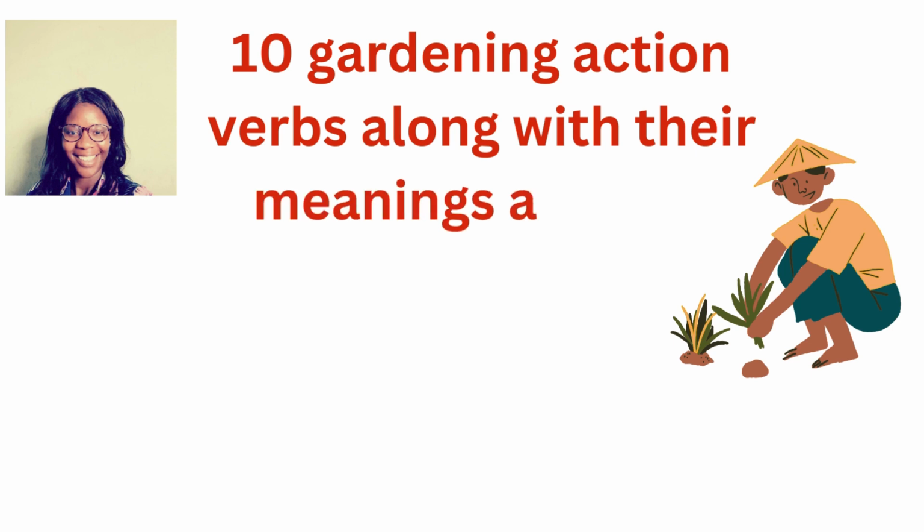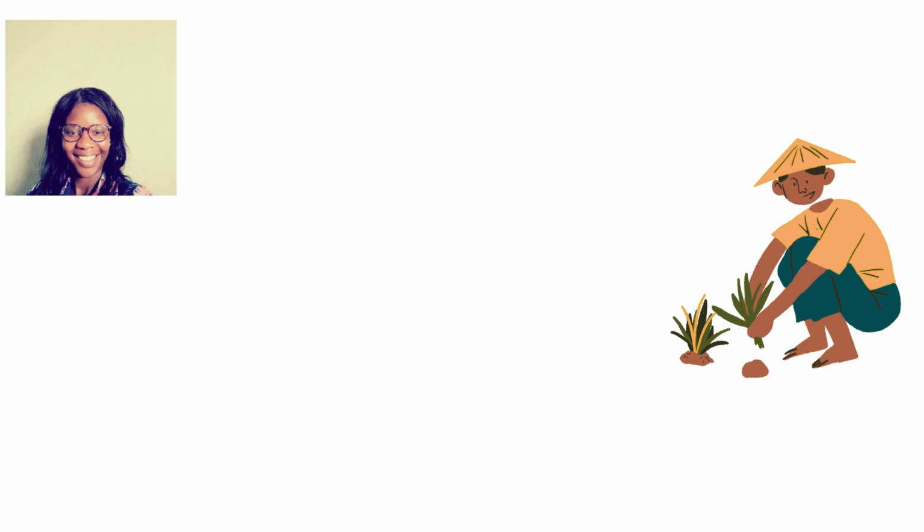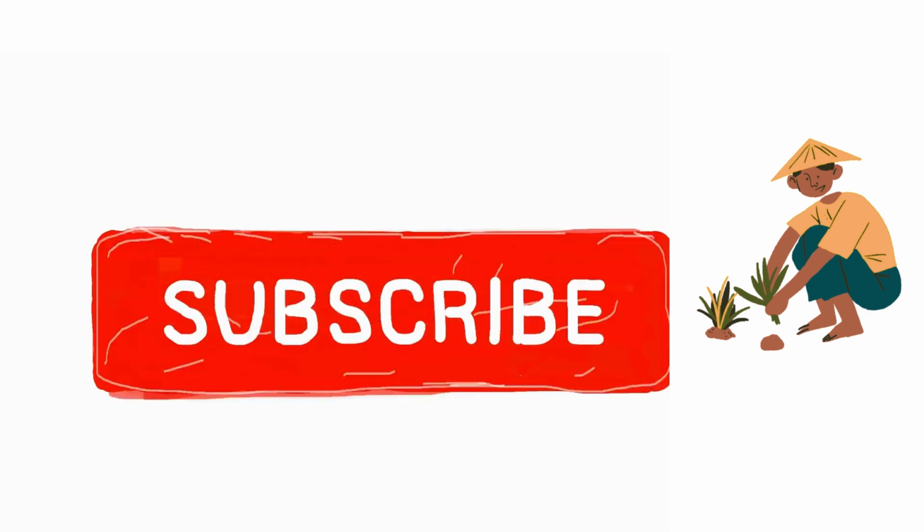My name is Selly. In this lesson, we're going to talk about 10 gardening action verbs along with their meanings and 2 examples each. All right, let's dive in.